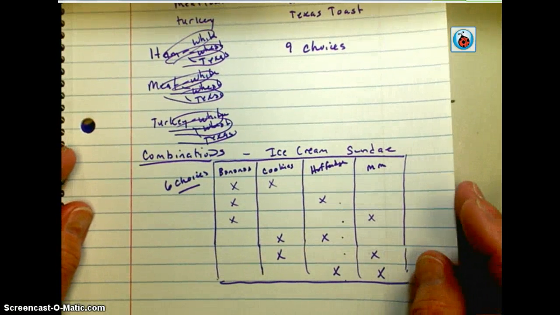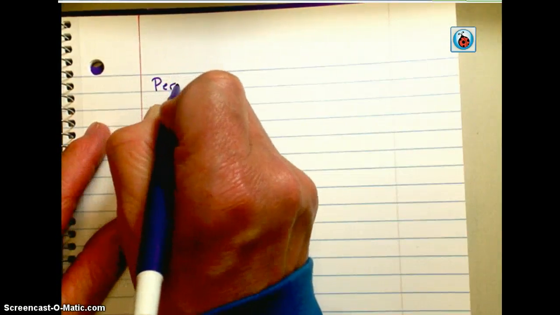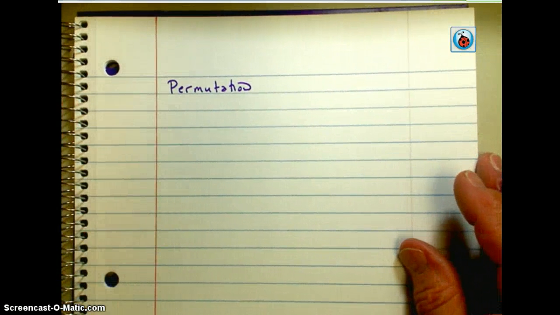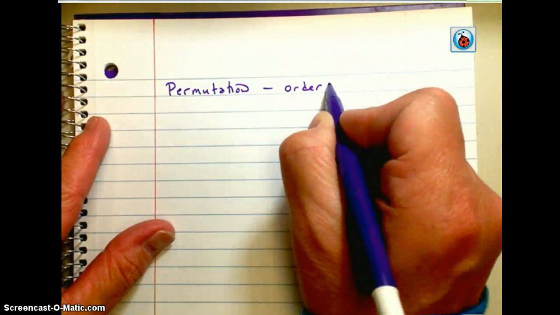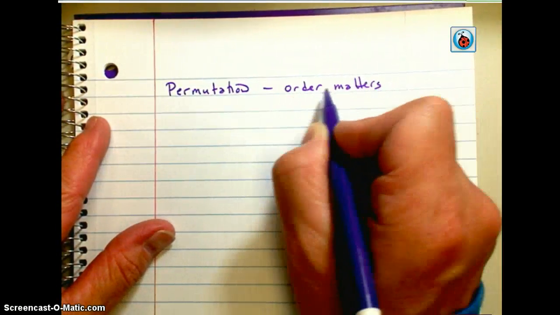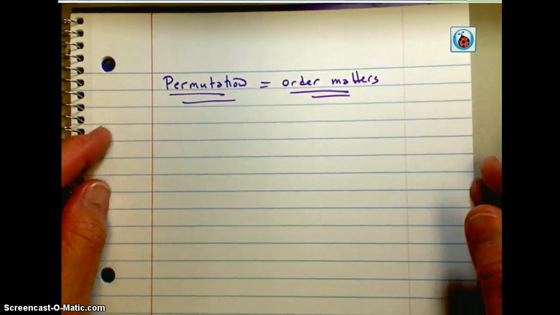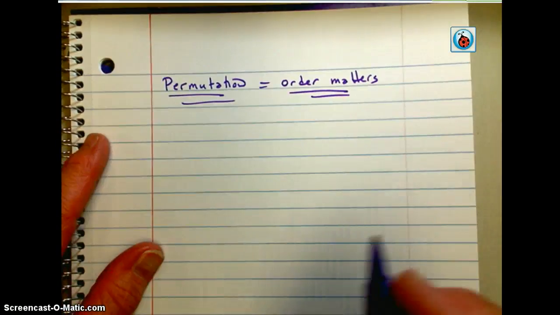But sometimes the order does matter when we are making different combinations. I'm going to turn the page right now. A combination where the order matters is called a permutation, so write that down. A permutation is an example of a combination where the order matters. We're going to use an example from class today.